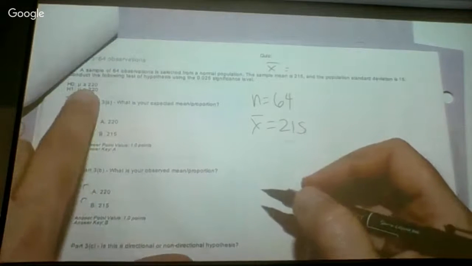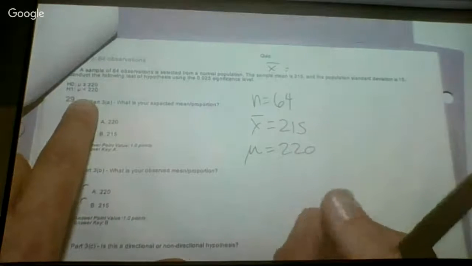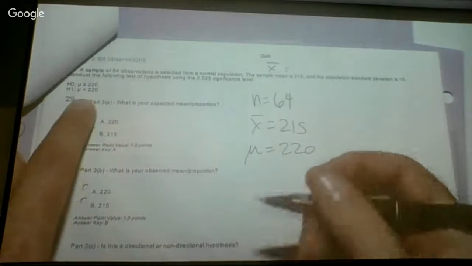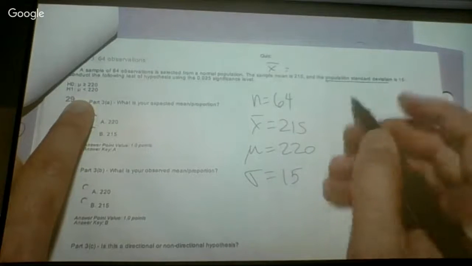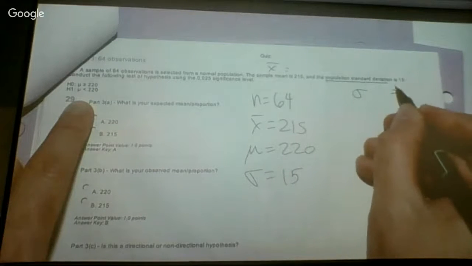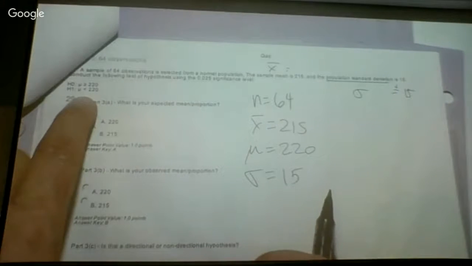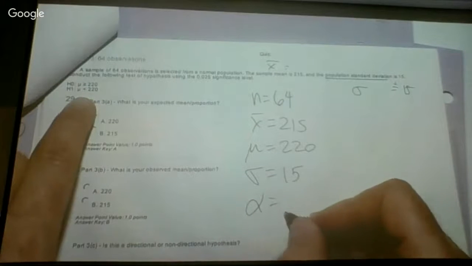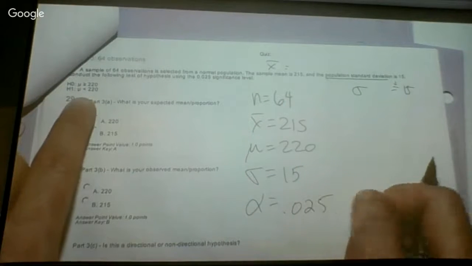Mu is 220 because that's what it says here. Sounds good. Right, I got a standard deviation. Sigma is 15, because population standard deviation equals 15. One more piece of information we're given here: alpha is 0.025. What a weird alpha. How about just picking one, not splitting it in half?